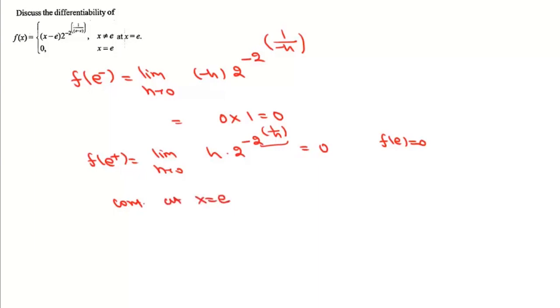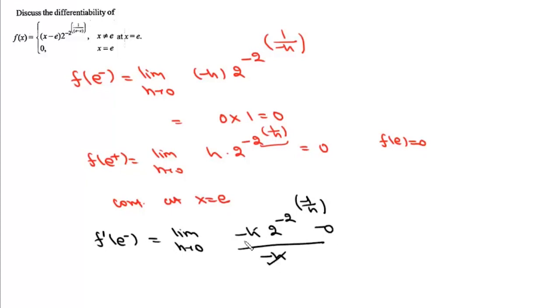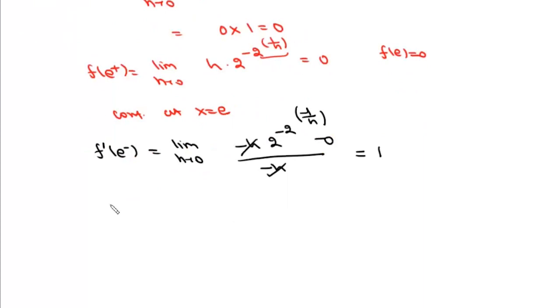Now we have to check its differentiability. Now if we find f dash e negative, it will be this limit as h tends to 0. Now f(e minus h) will be this minus h 2 to the power minus 2 to the power minus 1 upon h, minus 0, upon minus h. Now this minus h will cancel. Now this is going to be 2 to the power minus infinity, 0, and 2 to the power 0 is 1. So this is 1.